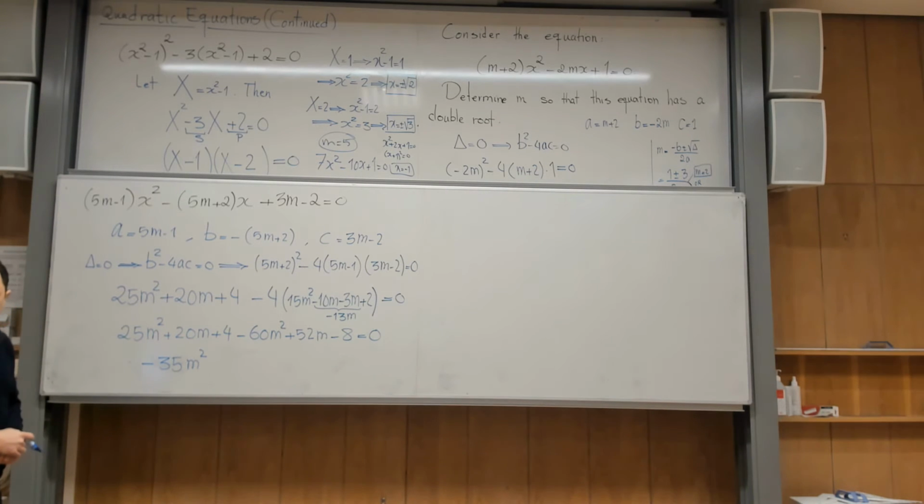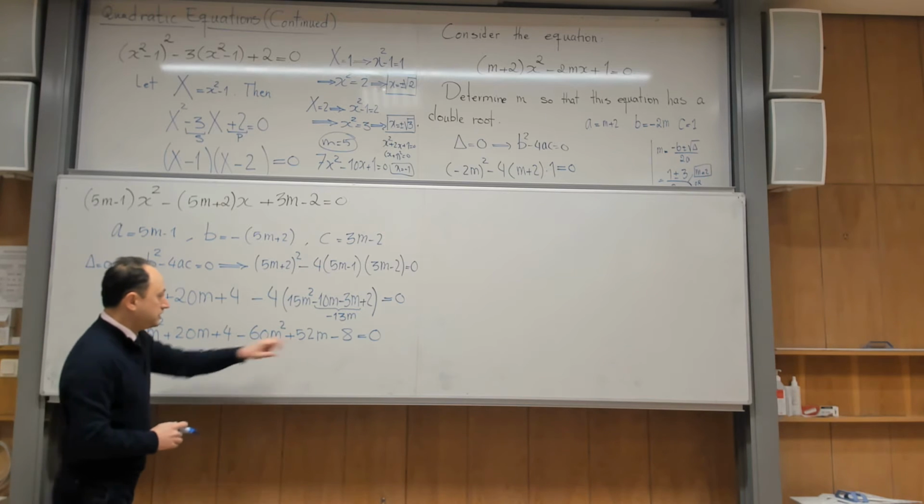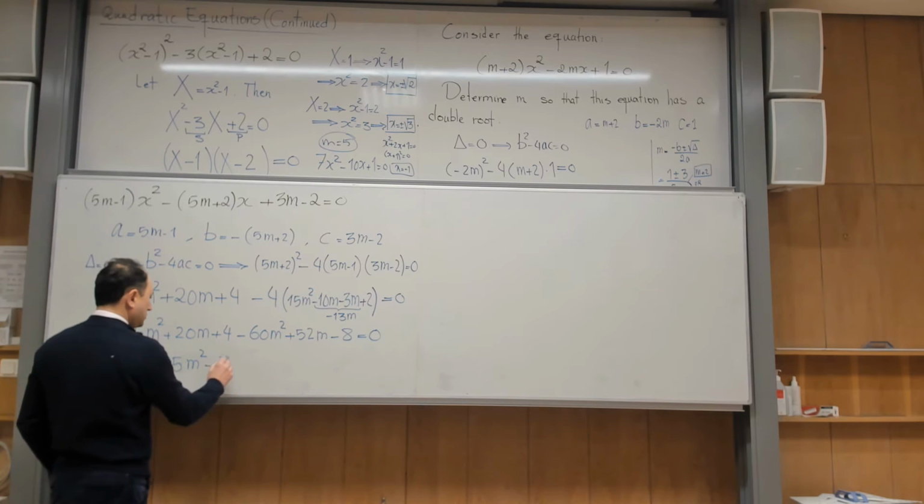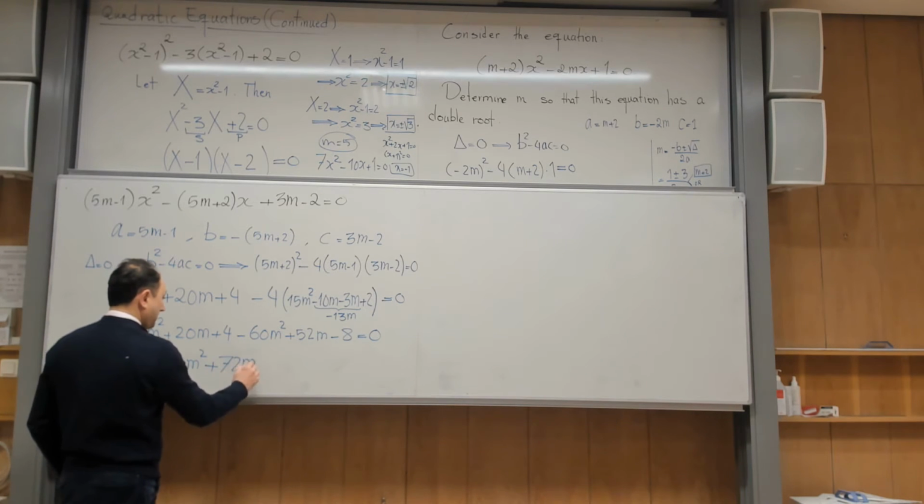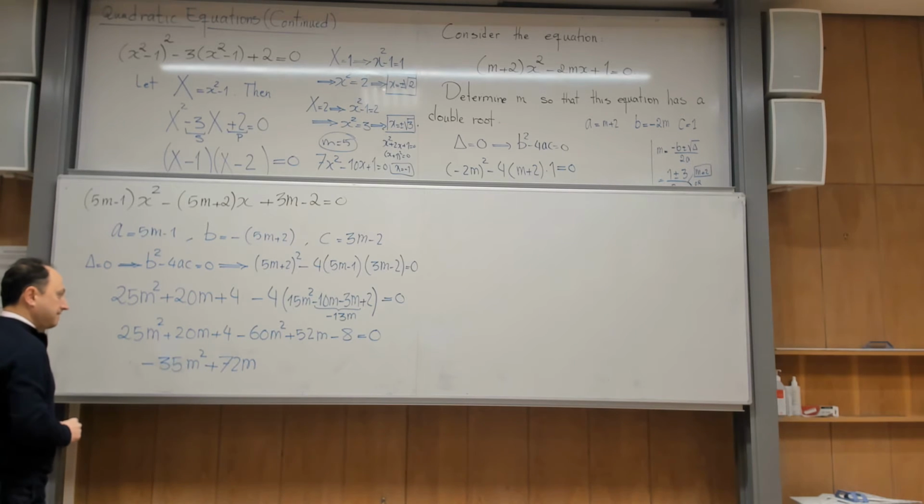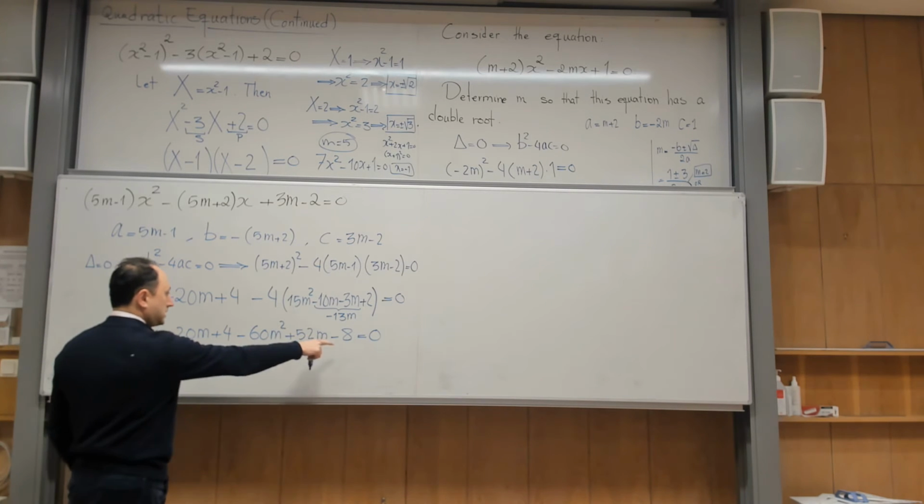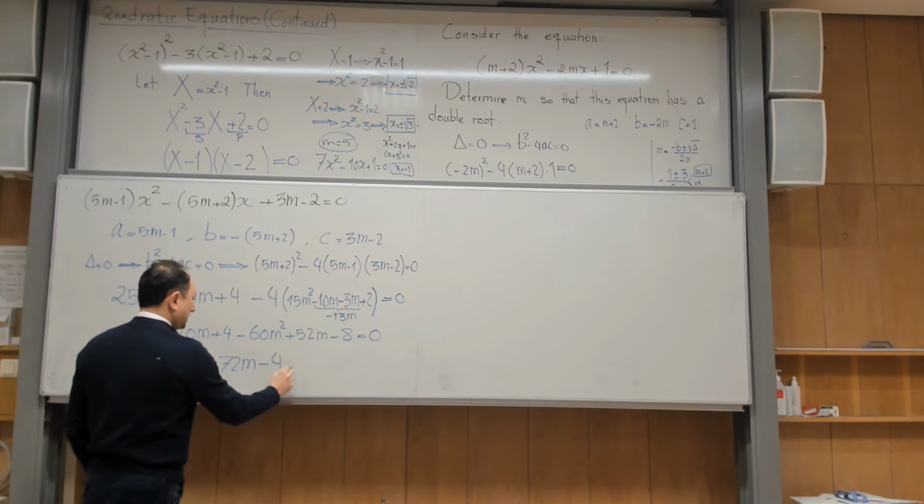Minus 35m squared. I have 20m and 52m, 72m. And then I have 4 minus 8, which is minus 4, equals 0.